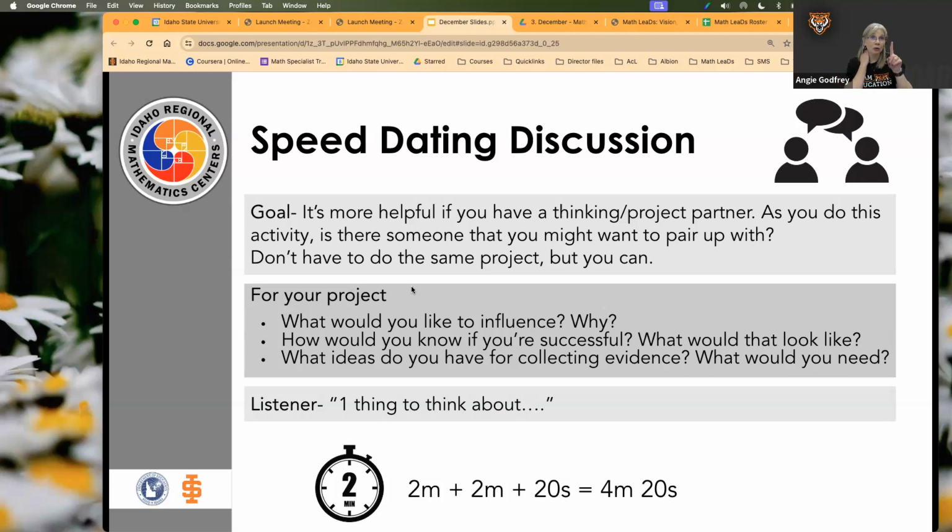Now, if you already know you want to work by yourself or you already have a partner, then the secondary goal is to really hear what other people are doing. It might spark some ideas, some creativity. The person you might want to partner with, you can do the same project in different schools, or you can do different projects, but there's enough similarity or connection that you want that person to be your contact and your thinking partner. Okay? So here's what you're going to do.